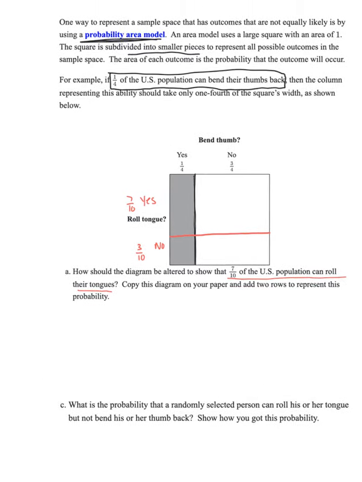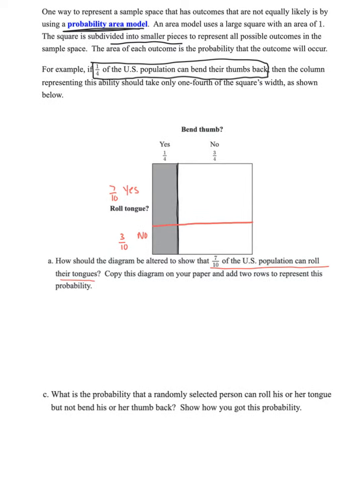And then I'm going to go ahead and actually find those probabilities. So to find the probability of this rectangle here, that is that someone could bend their thumb but could not roll their tongue, I'm going to take a minute and multiply the 1/4 by the 7/10 and get my answer and put it in the rectangle I have highlighted. To find the probability that someone could not bend their thumb but could roll their tongue, I would take 3/4 times the 7/10 and get 21 out of 40.